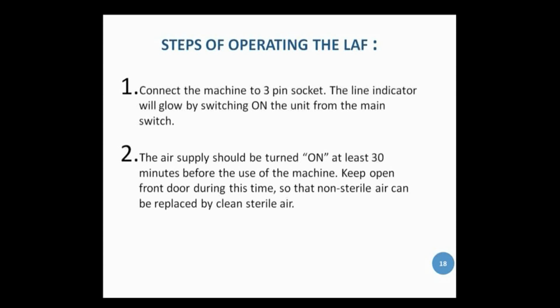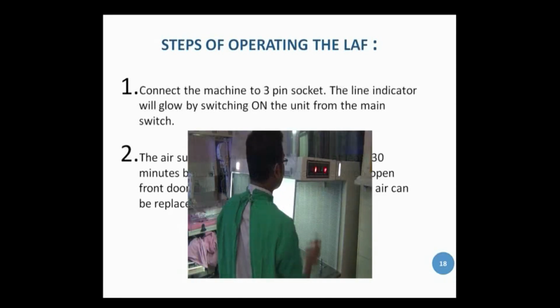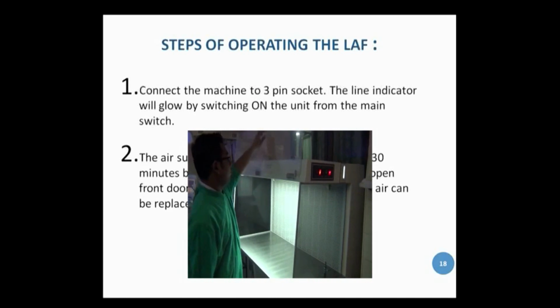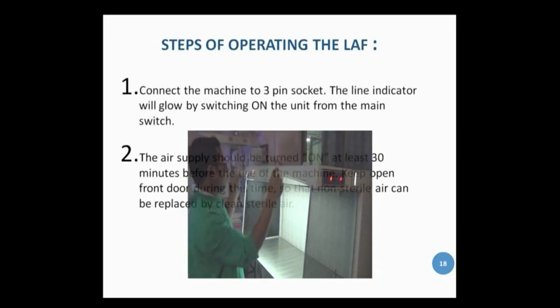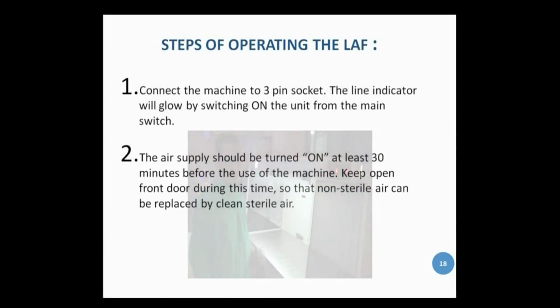So the first step of operating the laminar air flow is basically to connect the machine to a 3-pin socket. The line indicator will glow by switching on the unit from the main switch. Step number 2 is the air supply should now be turned on at least 30 minutes before the use of the machine. Keep open the front door during this air so that the non-sterile air can be completely replaced by clean sterile air.